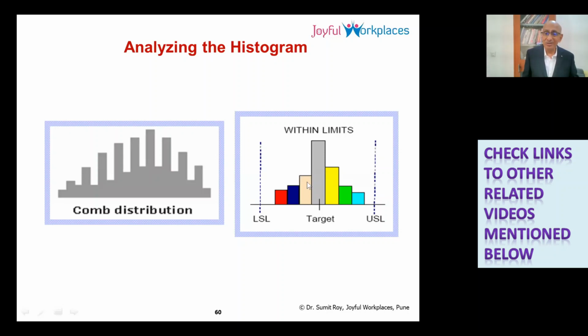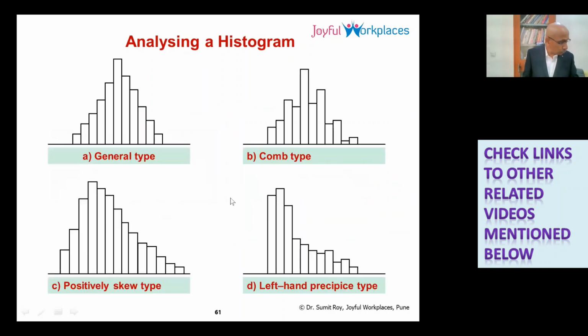So within limits है क्या नहीं, the entire histogram you plot, superimpose the upper spec limit and lower spec limit to understand that. So analysis of the histogram: it is a general type histogram, it is symmetric, single mode, which means it is bell shaped and symmetric, and it has a single mode, where the mean, mode and median may be showing the same central tendency. It is a comb type, जो मैंने अभी explain किया. It is positive skew type, जो मैंने अभी explain किया.